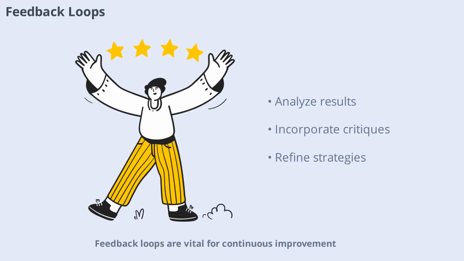Feedback loops are vital for continuous improvement. By analyzing the results of each action and incorporating critiques or suggestions, agents can refine their strategies and avoid repeating mistakes. This iterative process leads to smarter, more effective agents over time.